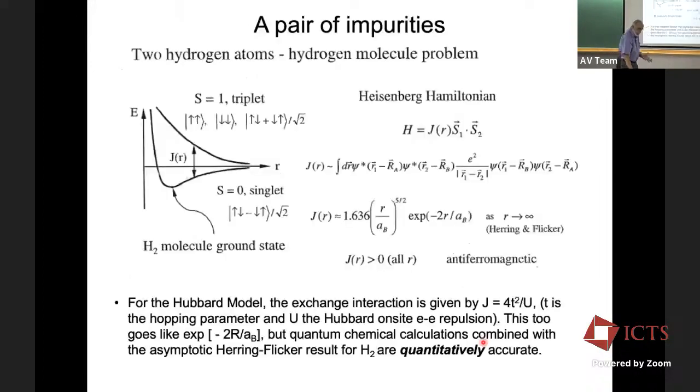So that's one thing. The second thing that I want to remind you from Tuesday's lecture is that if you have a pair of impurities, they're like two hydrogen atoms, or the hydrogen molecule problem. And in the hydrogen molecule problem, the ground state is given by a singlet state, magnetically spin zero state, whereas the excited state is triplet. The typical distance in phosphorus doped silicon that we're talking about is way in the tail here. It's nowhere near equilibrium distance for the hydrogen molecule. Of course, the phosphorus impurities are not allowed to move. They are where they are. And so in that regime, between quantum chemical calculations and the asymptotic result due to Herring and Flicker, we understand the exchange interaction very well between two hydrogen atoms. And it's always antiferromagnetic. That's actually a theorem. And so you end up having a ground state that's a singlet, an excited state that's a triplet.